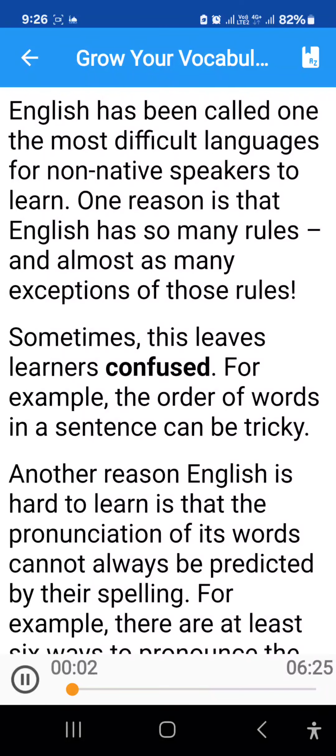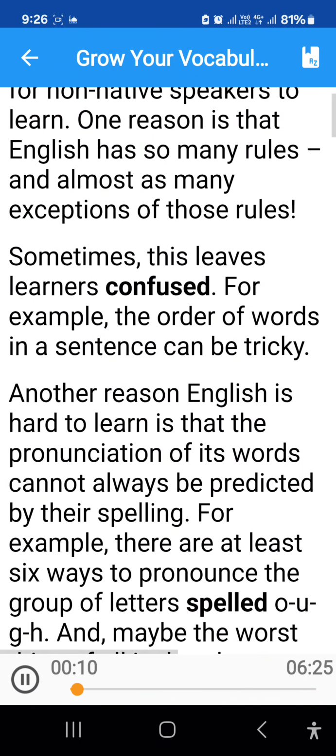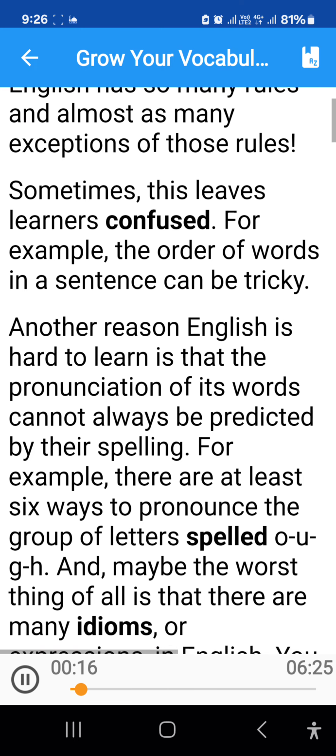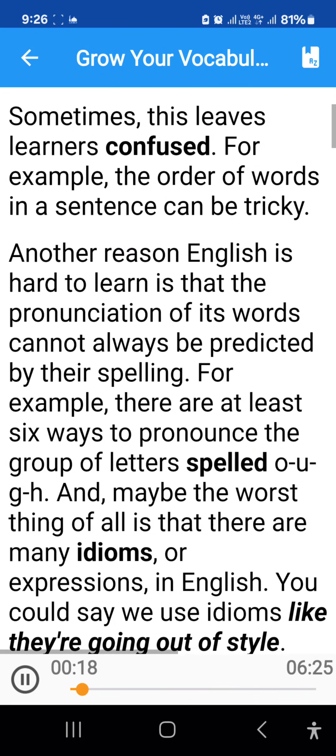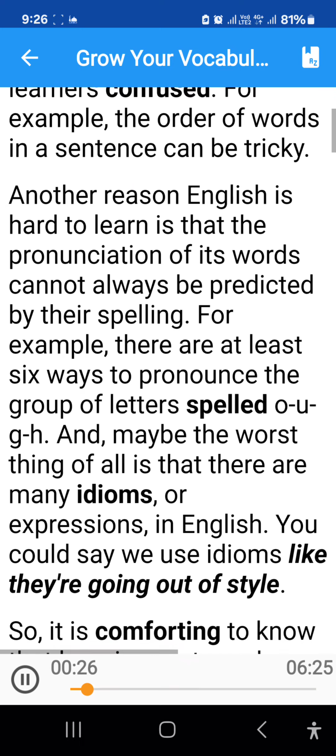One of the most difficult languages for non-native speakers to learn. One reason is that English has so many rules, and almost as many exceptions to those rules. Sometimes this leaves learners confused. For example, the order of words in a sentence can be tricky.